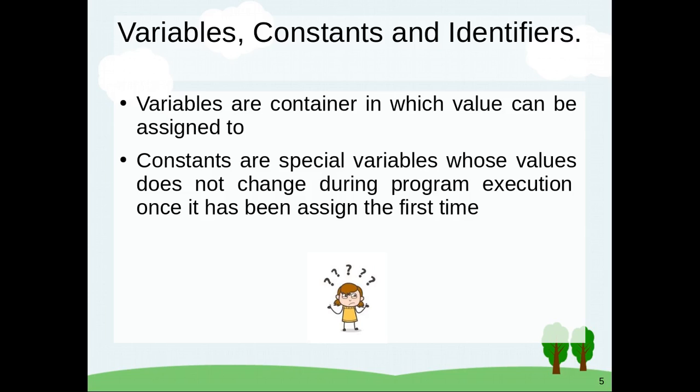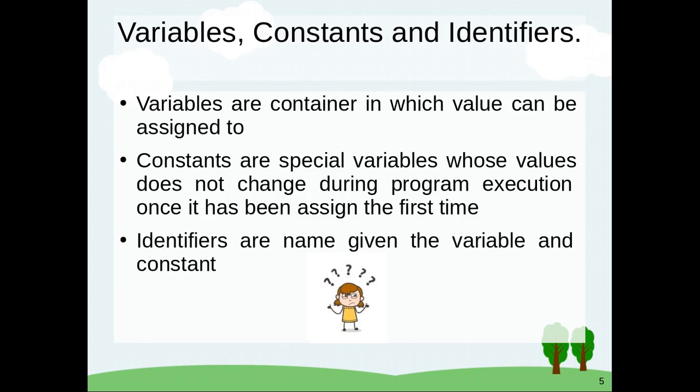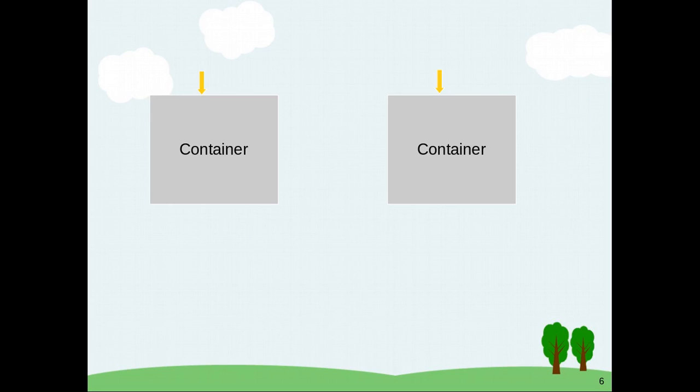Then the third thing here is identifiers. An identifier is simply a name which we give to our variables or our constants. Identifiers are names given to variables and constants. Take for example, we have two containers here, one container is for clothes and the other container is for shoes. And then I send a friend of mine to go get me a shoe from the shoe container.